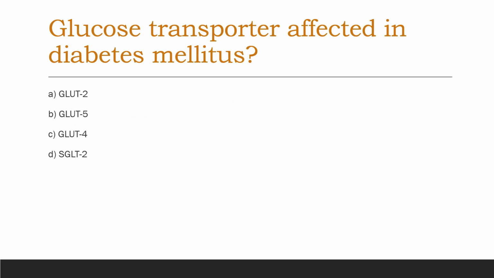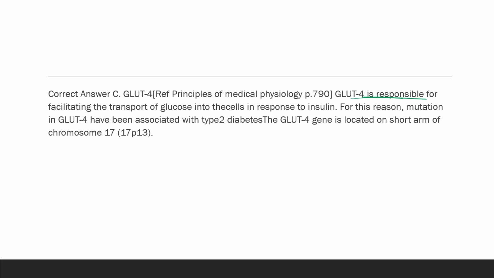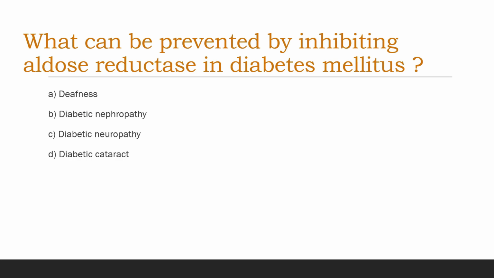Next question is about glucose transporter effects in diabetes mellitus. We all know that GLUT4 helps in glucose transport, and in the case of diabetes mellitus this GLUT4 is affected. GLUT4 is responsible for facilitating the transport of glucose into the cell in response to insulin, and for this reason mutations in GLUT4 have been associated with type 2 diabetes. Next question, what can be prevented by inhibiting aldose reductase in diabetes mellitus?